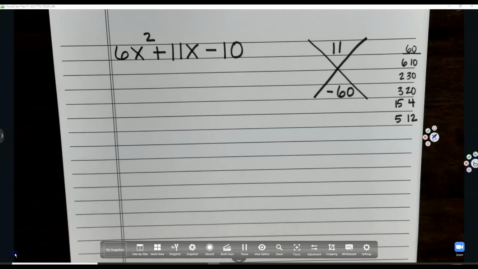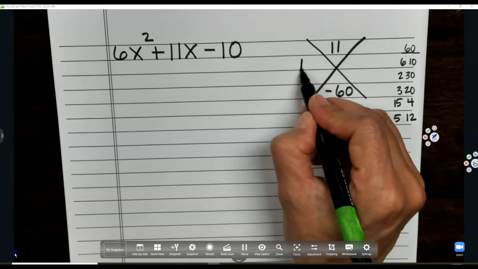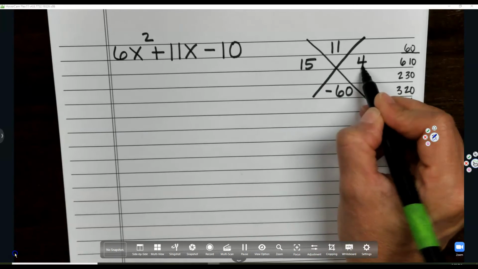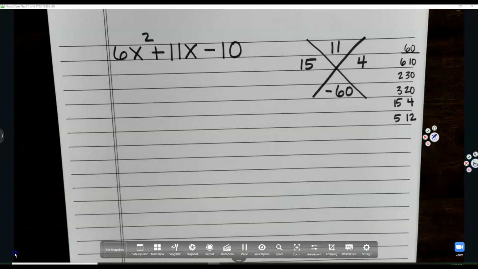Guys, look at all these numbers. Is there any way that you can mess around with them where they could combine to make an 11? It's a puzzle. You got to find the missing piece. The 15 and the 4. That's right. So we're going to write 15 and 4 on the sideways. But one of them has to be negative. Which one has to be negative? 4. Good.